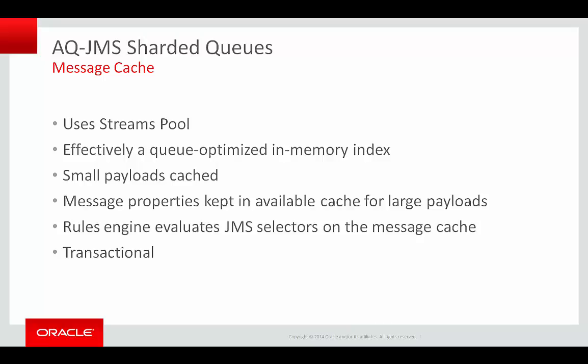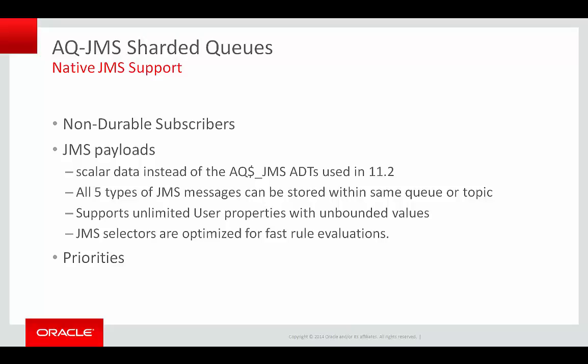Large payloads, let's say those that are in out-of-line secure files, won't be stored in the message cache. However, we try to keep the message properties in the cache for these larger payloads. This way you can have the rules engine evaluate the JMS selectors using the in-memory message properties. So we don't have to necessarily run a select statement to figure out which messages are applicable to particular subscribers. Very importantly, we keep this message cache transactionally consistent with the partition tables that are used by sharded queues.